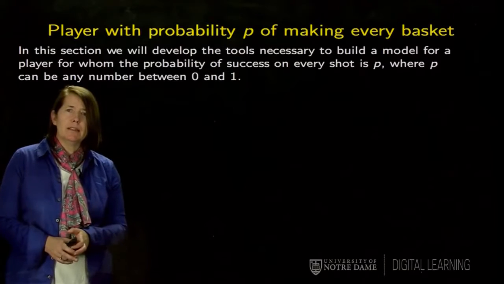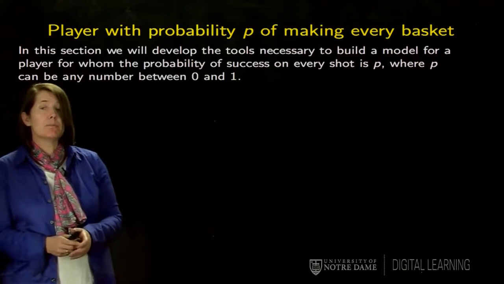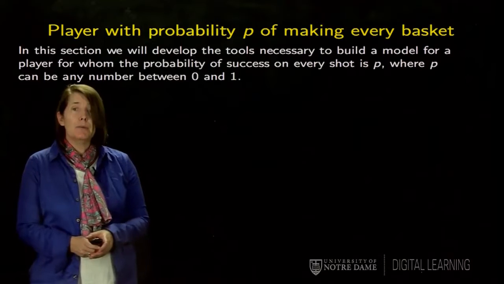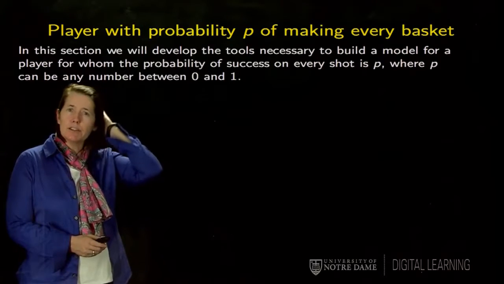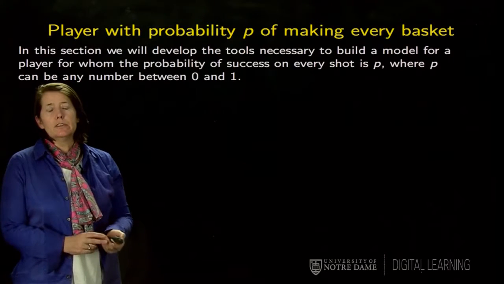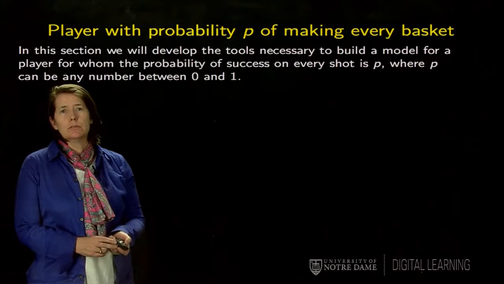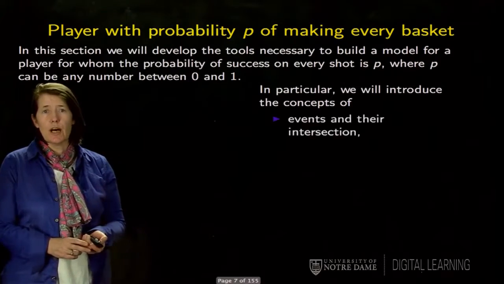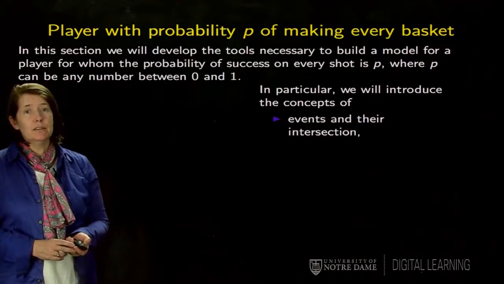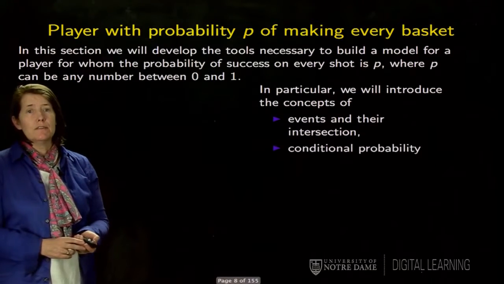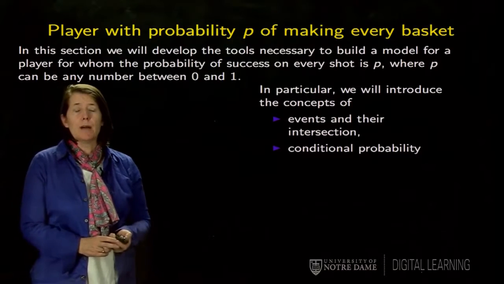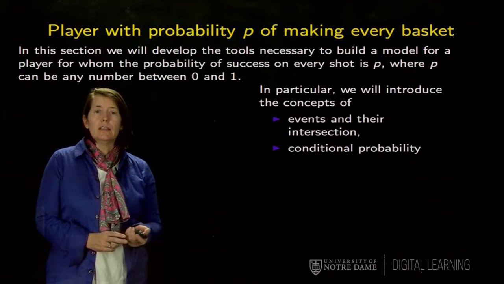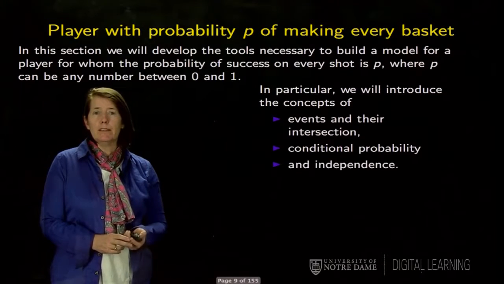Today we'd like to make a model for a player with a probability P of making a basket on every shot. And in order to do that, we need to introduce some new tools. In particular, we'd like to introduce the concept of an event and the intersection of events, conditional probability, and the concept of independence.